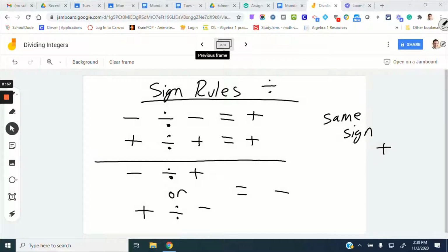Now, division is not as easy as multiplication, because even though multiplication and division are inverse operations, division is not commutative. So the order is very, very important. We'll talk about that later. But first, let's start with some basic sign rule facts.